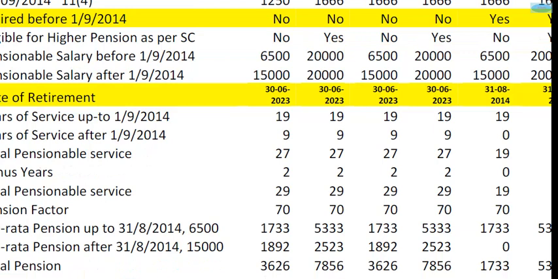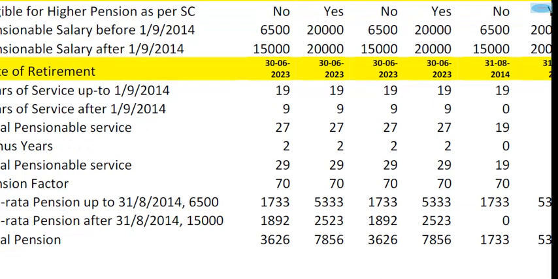Date of retirement. Say suppose they have retired on 30th June 2023. What will be the situation? Years of service. Right. Up to 2014, how many years of service? All of them have rendered 19 years. Years of service post 2014 amendment. How many years? All of them have rendered, except the last 2 who have retired before, so they are 0. The rest of them are 9 years. So total pensionable service is 27 for all except the last 2. Then please also recollect that a person who has rendered more than 20 years of service will be eligible for 2 years as bonus. That's also there. So total pensionable service for all of the categories is here.